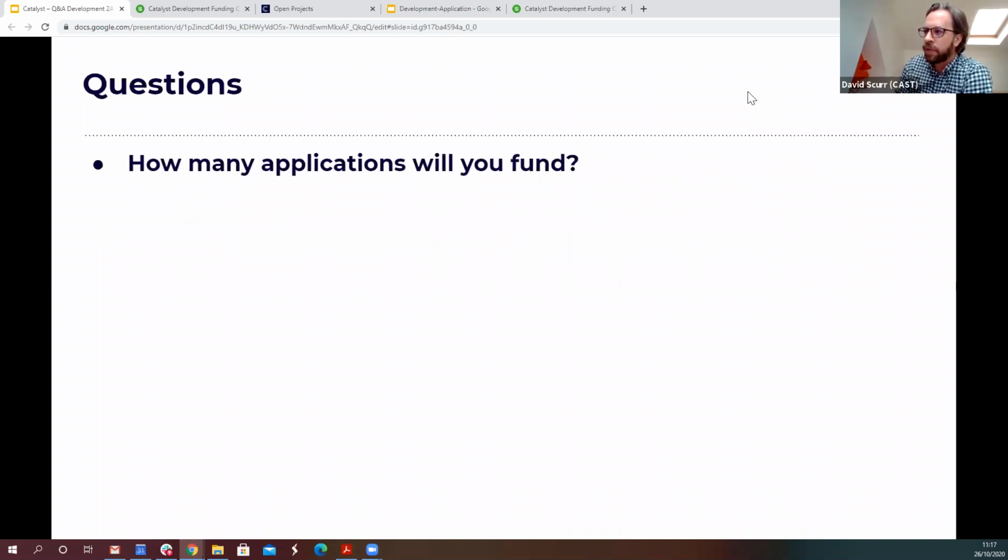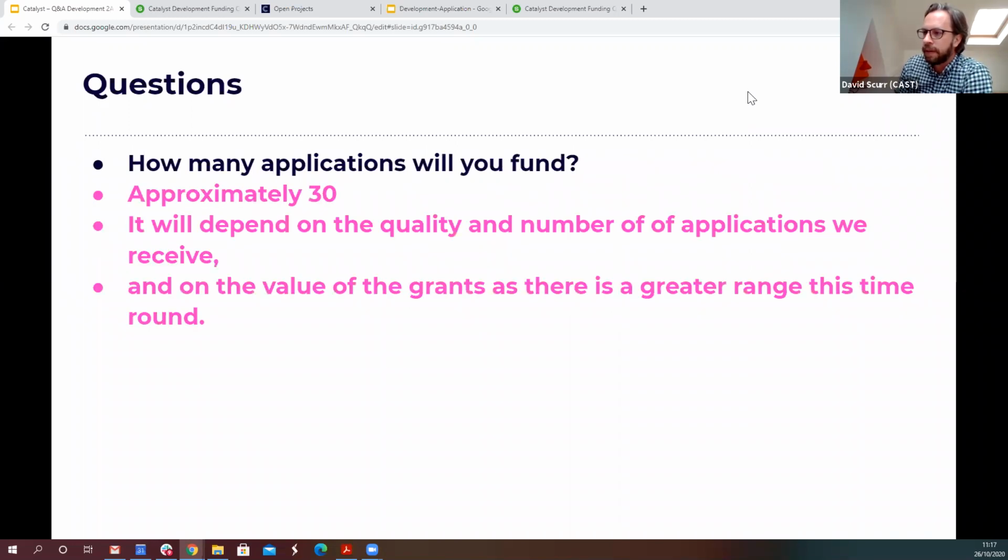How many applications will you fund? Approximately 30. It will, of course, depend on the quality and number of applications we receive, and also on the value of the grants. As we just saw earlier in the previous slide, there is greater range this time around. But the aim is really to fund approximately 30. In the first round of development, we funded 11 grantees, so nearly 3 times the amount for this round.